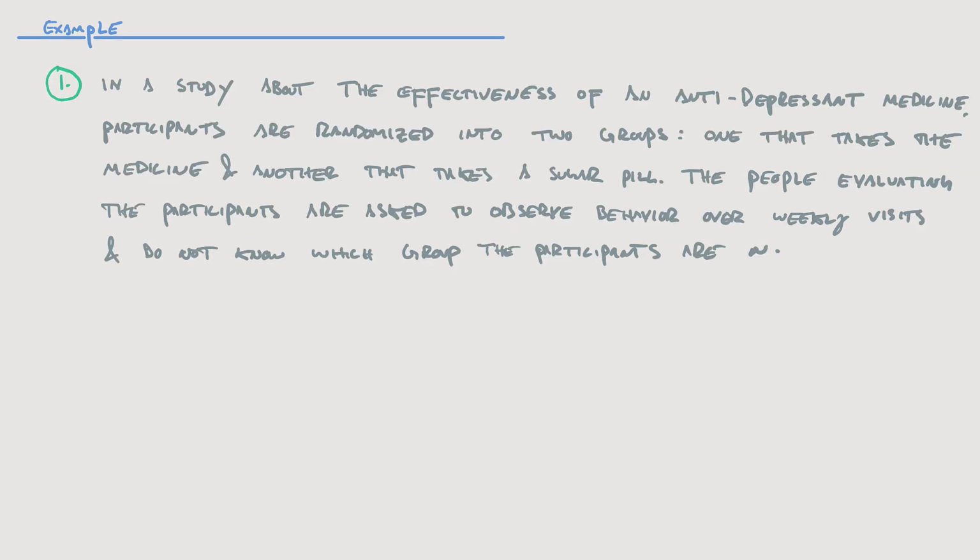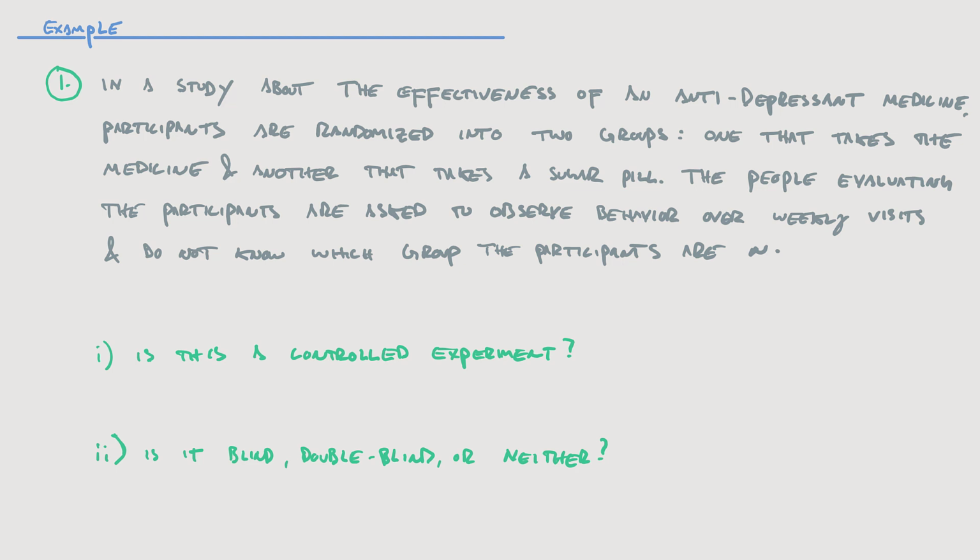So in a study about the effectiveness of an antidepressant medicine, participants are randomized into two groups, one that takes the medicine and another that takes a sugar pill. The people evaluating the participants are asked to observe behavior over weekly visits and do not know which group the participants are in. So the two questions are, one, is this a controlled experiment? And two, is it blind, double-blind, or neither?